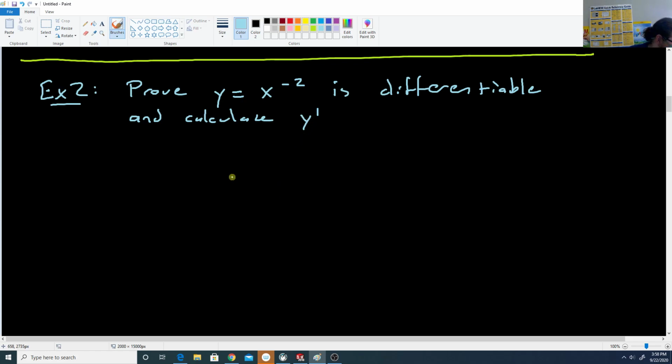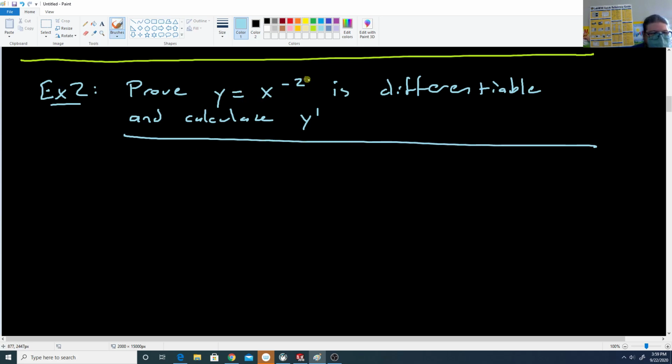We're basically trying to show that the difference quotient, the limit as h approaches 0 of f of x plus h minus f of x, all over h, exists for all x except for x equals 0, because x to the negative 2 has a vertical asymptote at 0.